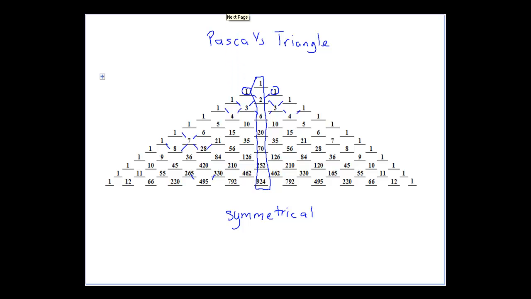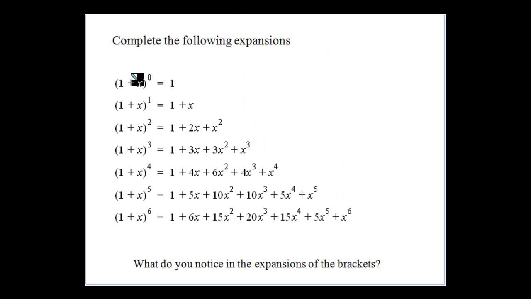So what we want to look at next is, what happens when we complete these expansions? We've basically gone in the 2-unit course up to this point. We don't really expand much further than that. So 1 plus x to the power of 0 is 1. 1 plus x to the power of 1 is 1 plus x. 1 plus x to the power of 2 would be 1 plus 2x plus x squared. Now to get 1 plus x all cubed, we take 1 plus x all squared and multiply by 1 plus x and then collect our terms.